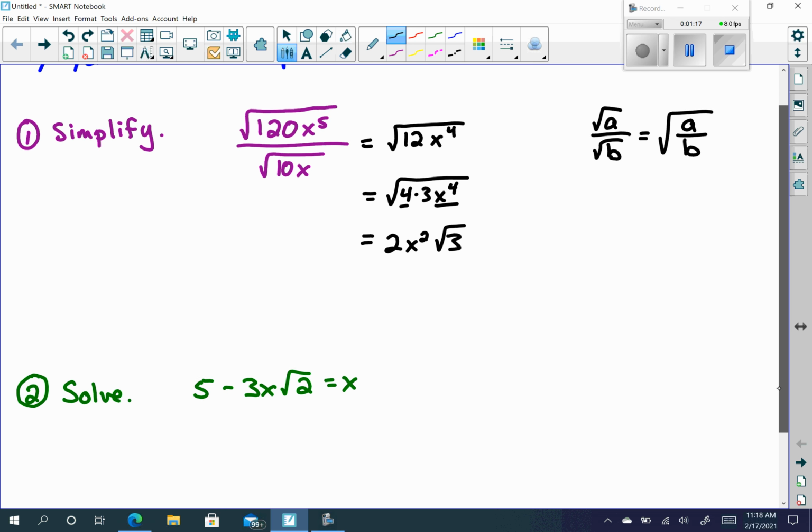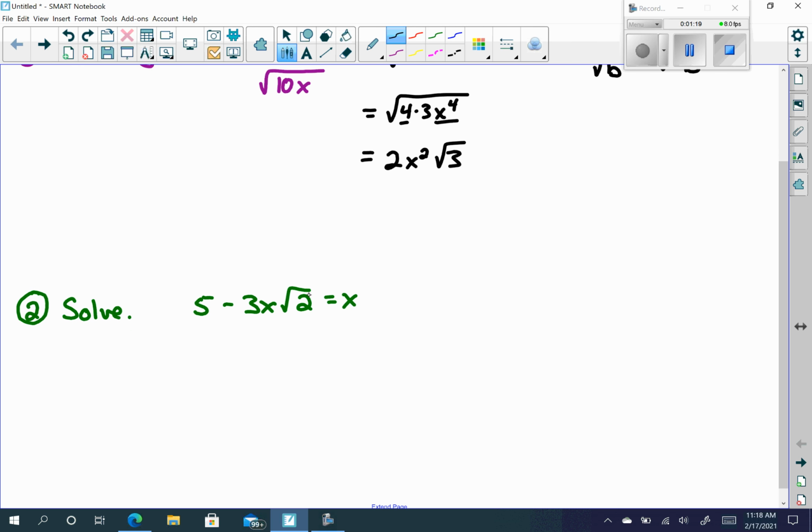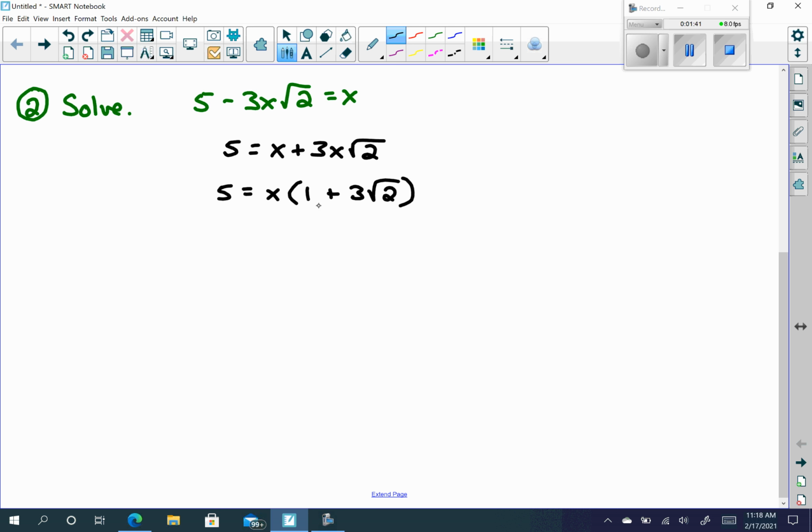Now in number 2, we're solving, so in this case, I do have just a number underneath the radical, not a variable. So what I want to do is add 3x radical 2 to both sides. And now I do this because I'm going to factor out an x, and this is going to leave me with a 1 plus 3 radical 2. Now I want to solve for x, so that means I need to divide by this binomial, so I'm just going to write it this way. X is going to equal 5 over the quantity 1 plus 3 radical 2.